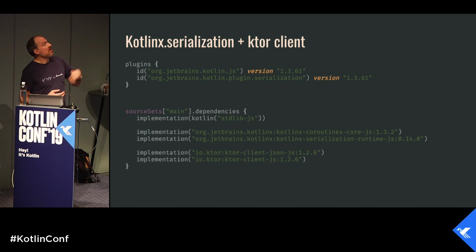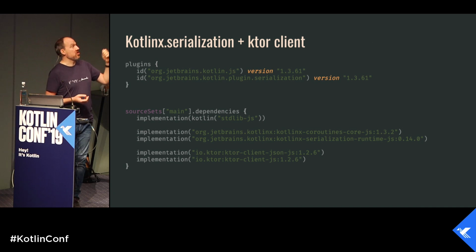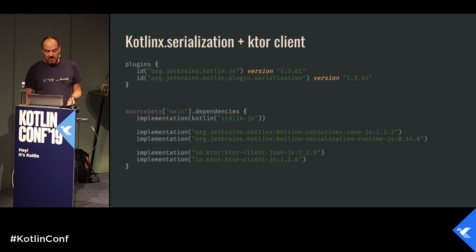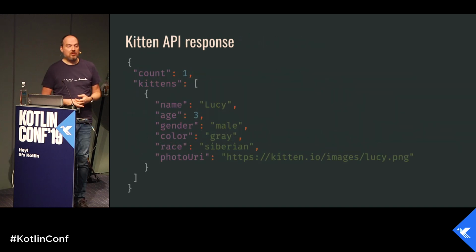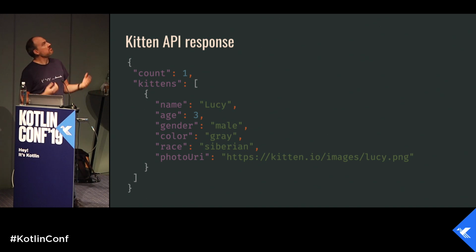So you add the plugin for the serialization library, and then you add the dependencies for coroutines and for Ktor client, the JavaScript version of the Ktor client. So our API is this one. It returns a list of kittens. So it looks like that, a very simple JSON thing. So we basically have two objects here. We have the root object, which is the root response object, and then we have an array of kitten objects.